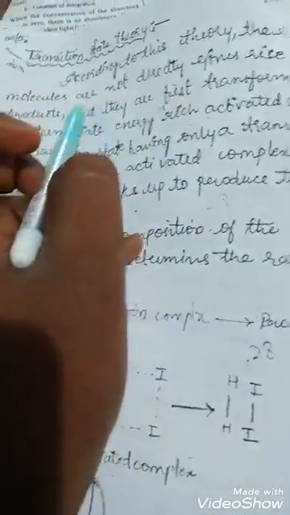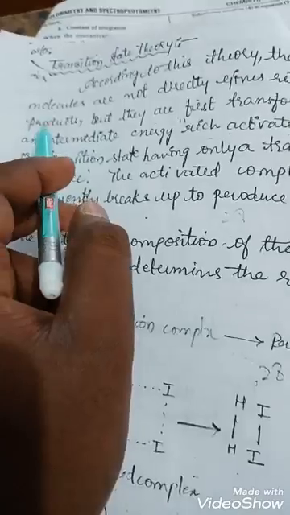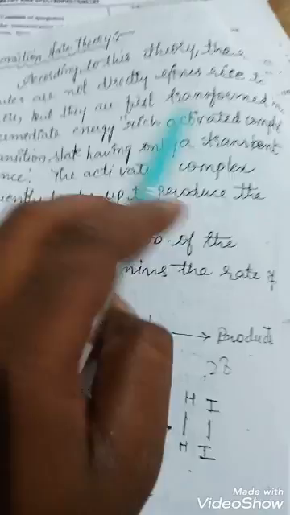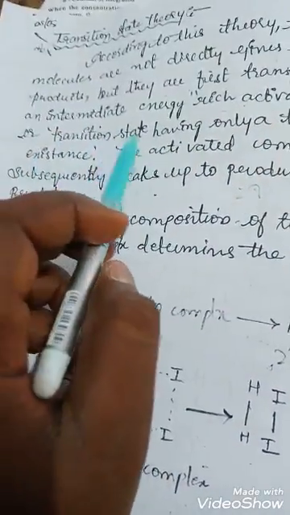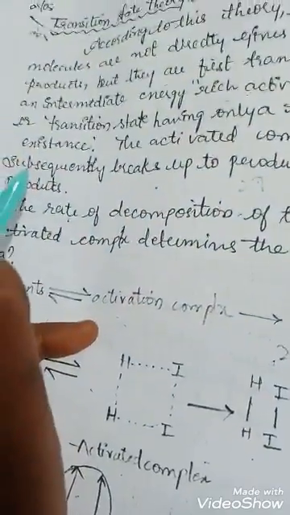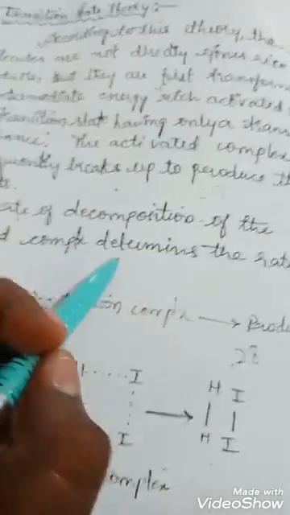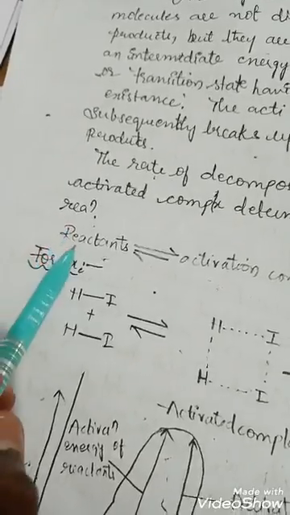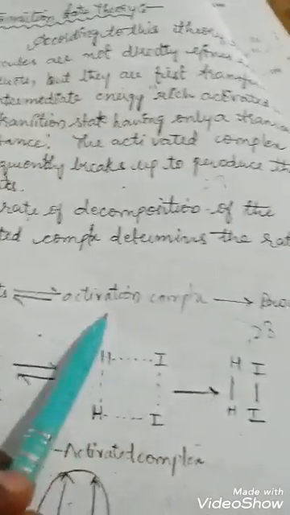Okay, what is transition state theory? According to this theory, the reactant molecules do not directly give rise to the products, but they are first transformed into an intermediate energy-rich activated complex or transition state having only a transient existence. The activated complex subsequently breaks up to produce the products. The rate of decomposition of the activated complex determines the rate of reaction. Okay, that is the transition state theory. So in this, reactants give rise to the activated complex, which gives rise to products.